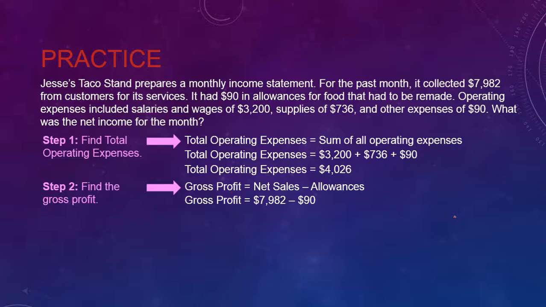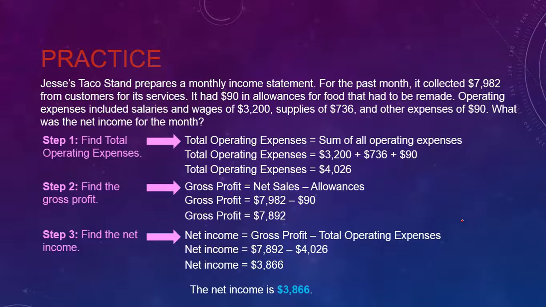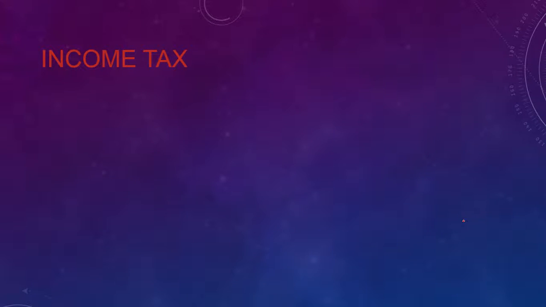Second step, find the gross profit. Net sales minus allowance, which is $7,982 minus $90, giving us gross profit of $7,892. Third step, find the net income. So we're subtracting step 1 from step 2. When we do that, we get $3,866. So that is Jesse's net income for the taco stand.